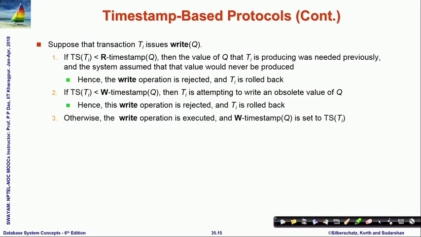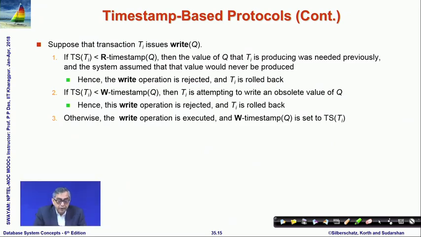Write is a little bit more complex, but we can reason in the same way. So, if Ti issues a write(Q), and if the timestamp of Ti is less than the read timestamp, that is, if this transaction is older than the transaction that read Q last, the youngest transaction that read the value of Q.